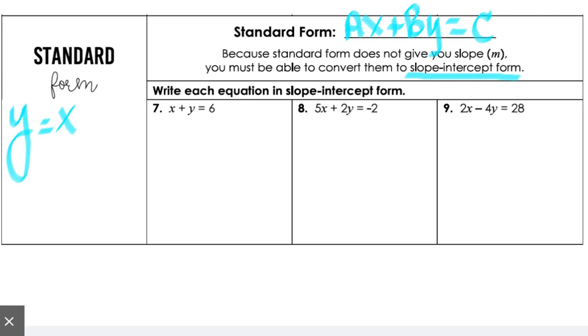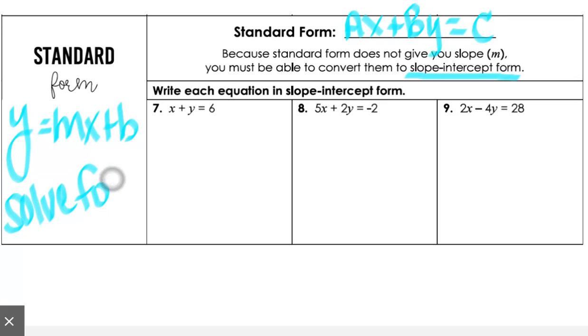Y equals mx plus b. All right, so in order to do that, we need to move stuff around in our equation to solve for y, or isolate the y variable. So that's basically what we're going to do. We're going to solve for y.